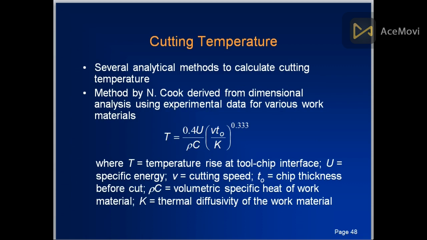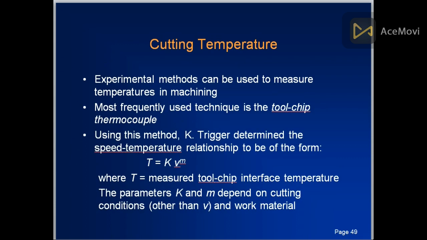Several analytical methods are used to calculate cutting temperature, but the major one is the method by Cook, derived from dimensional analysis using experimental data for various work materials. T is equal to 0.4 U divided by rho C, times (V T naught divided by K) to the power 0.333, where T is the temperature rise, U is the specific energy, V is cutting speed, T naught is chip thickness, rho C is the volumetric specific heat of the work material, and K is the thermal diffusivity of the work material.